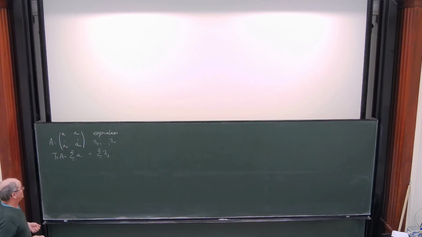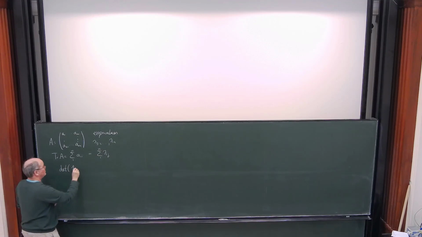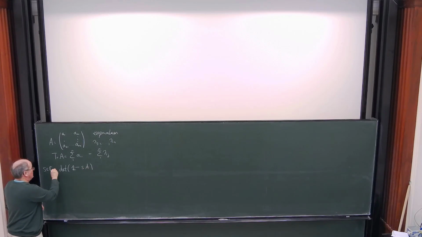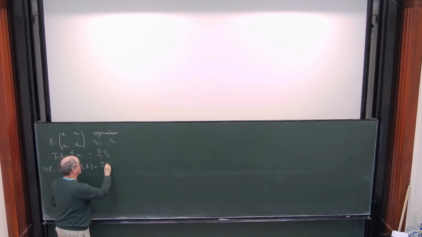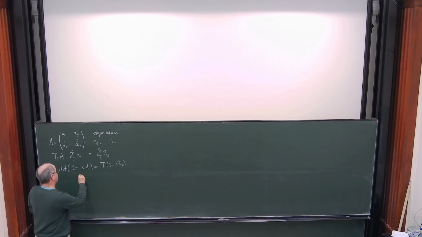Now, in the context that we're going to look at, the characteristic polynomial is not the right way to look at it. It's more like we'd like to construct what we call a Fredholm determinant. So it's actually the determinant of identity minus S times A. And this is well-defined for S in the complex plane, and it's equal to the product of 1 minus S times lambda_j. So from the zeros, we can read off the eigenvalues of this matrix, if we happen to know the zeros of this determinant.